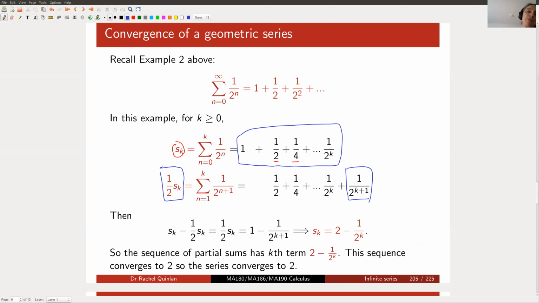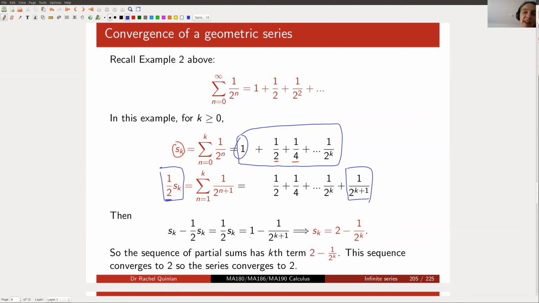The advantage of that: we'd like to have a form for this expression in terms of k that we could calculate directly without having to do a whole lot of addition. And this little trick is a way of accessing that. So if we notice that sk is this initial piece of a geometric series, multiply that by the common ratio, which is 1/2, and you get a very similar looking expression, except that it's missing the first term and it's got an extra term at the end.